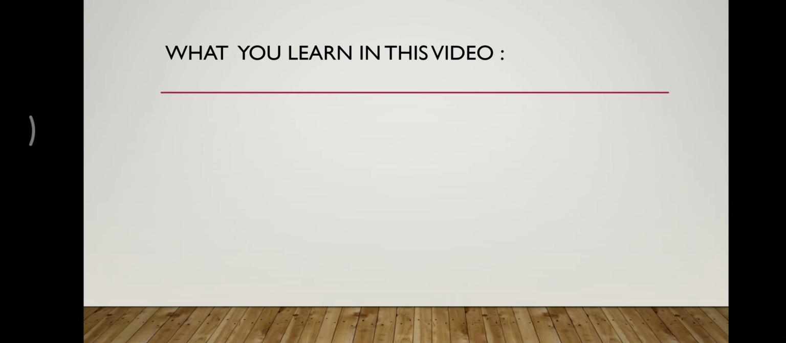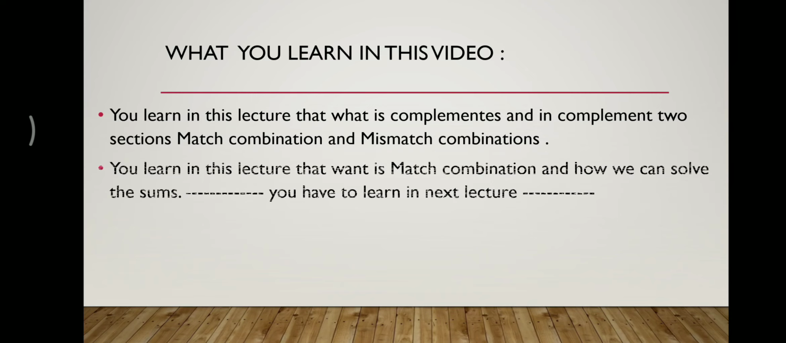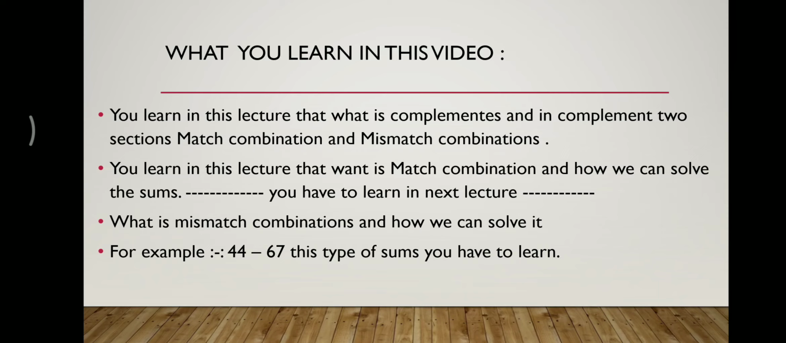Note it. What you have learned in this chapter is what a complement is and how to use a complement. In that you have learned two new concepts named match combinations and mismatch combinations. Here we have solved match combinations. In the next lecture you are going to learn mismatch combinations and how we are going to solve them. For example, 44 minus 67. This is the type you will learn in our next lecture. This is not a match combination, this is a mismatch combination.